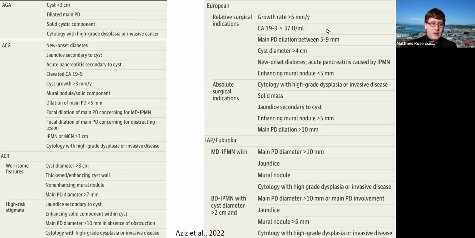The American College of Gastroenterology focuses a lot on clinical findings, as you'd expect, since they're gastroenterologists as opposed to radiologists or surgeons. So they talk about things like CA19-9, acute pancreatitis, or diabetes. A lot of people do talk about this, and this is all for indications for surgery. I'll show you the ones I picked out as the most common features between them in the next slide.